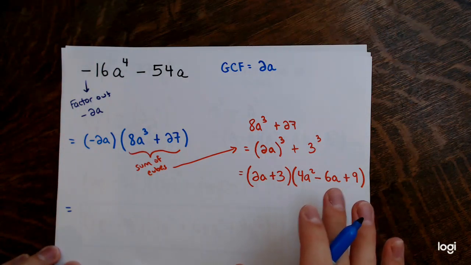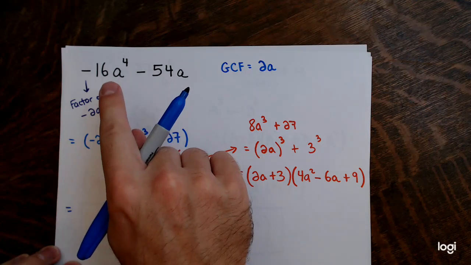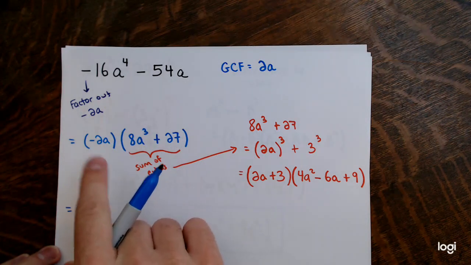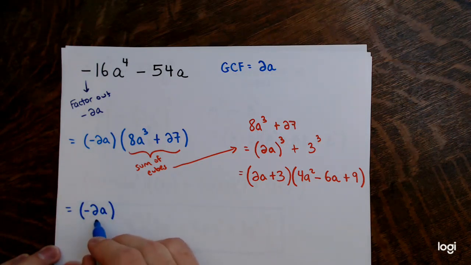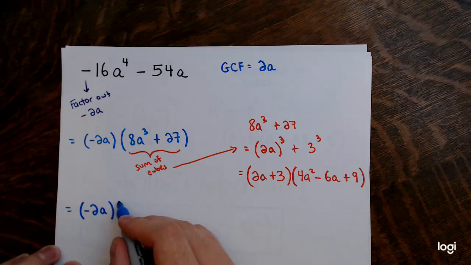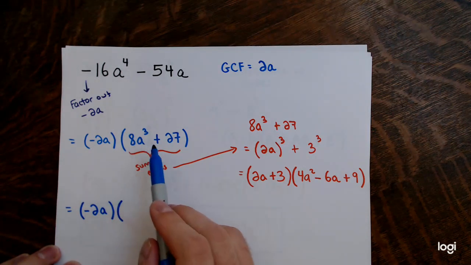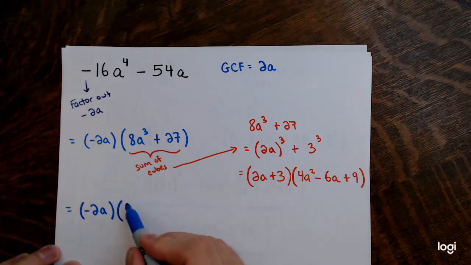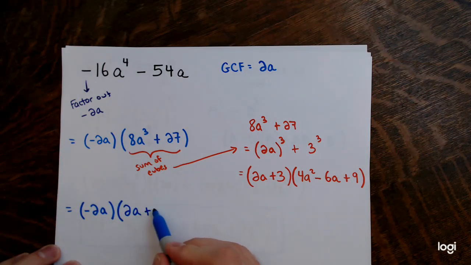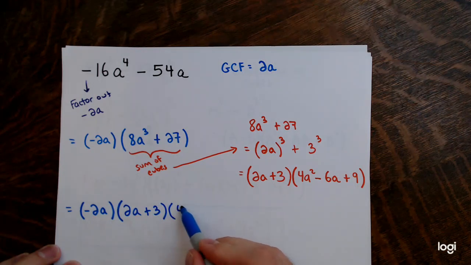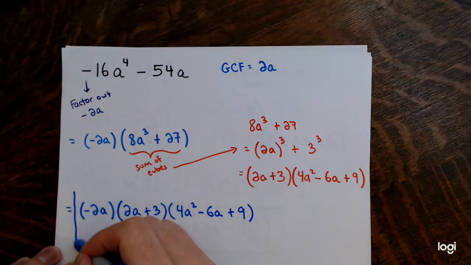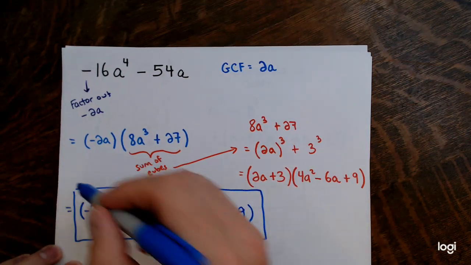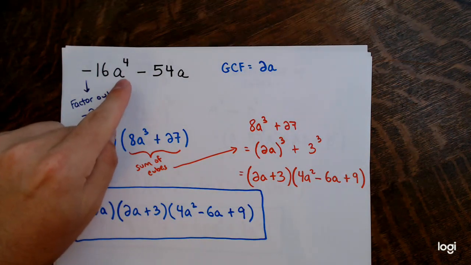That's not the answer. I was asked to factor negative 16a to the fourth minus 54a. I pulled out the GCF. That's not going anywhere. So I've got negative 2a, this is the opposite of the GCF, times, and then the 8a cubed plus 27 factors even further to times 2a plus 3 times 4a squared minus 6a plus 9. And there we go. This, in the box, is the completely factored form of my original polynomial.